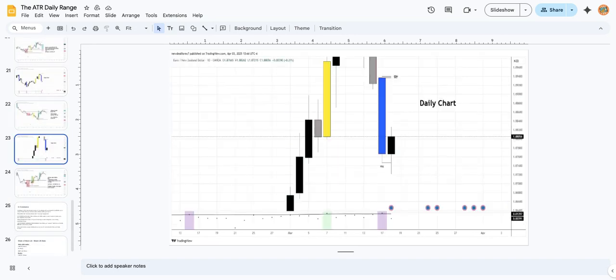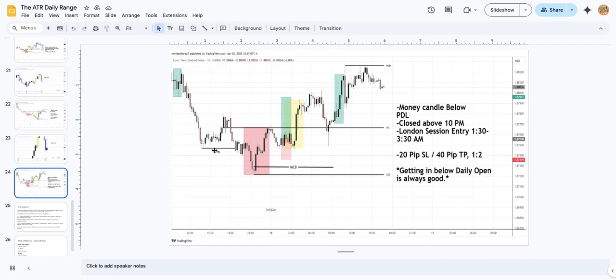Okay, so last example here. So we have a daily chart. First off, what do we look for? Our ATR candle right here. Again, the indicator is in the description. We have our trading day right here. So let's take a look at how this day looks on the 15-minute chart, this black candle. Okay, price open. Money candle is below the prior day low right here. It was created in Asia.